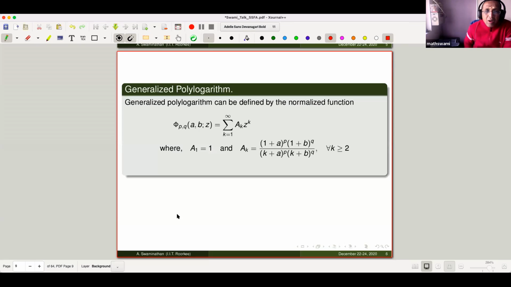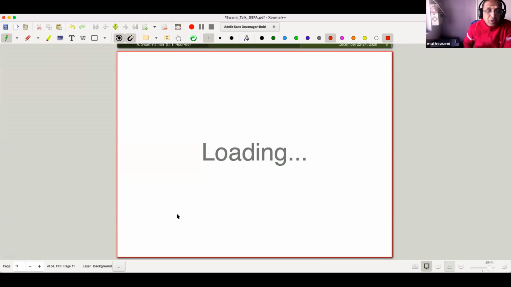So we have this as a series of the form sum of a_k z^k, with the summation k running from 1 to infinity, where a_1 is 1 and a_k is going to be all the values of this form. The ratio is (1+a)^p (1+b)^q over (k+a)^p (k+b)^q. This is for all k greater than or equal to 2. And of course, when we look at the denominator, it's very clear that the denominator should not be 0. So k plus a is not 0, k plus b is not 0, for all p, q belonging to the complex numbers with the condition that the real parts of p and q are positive.